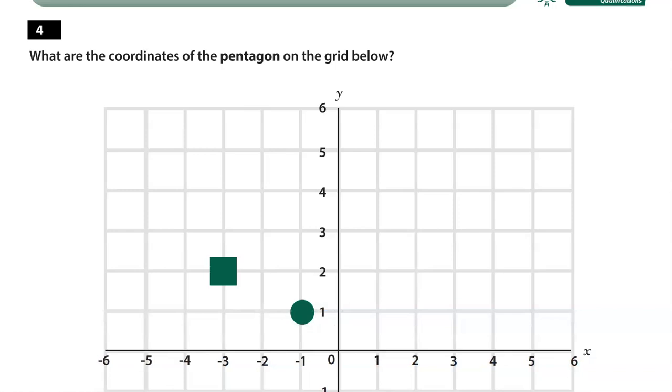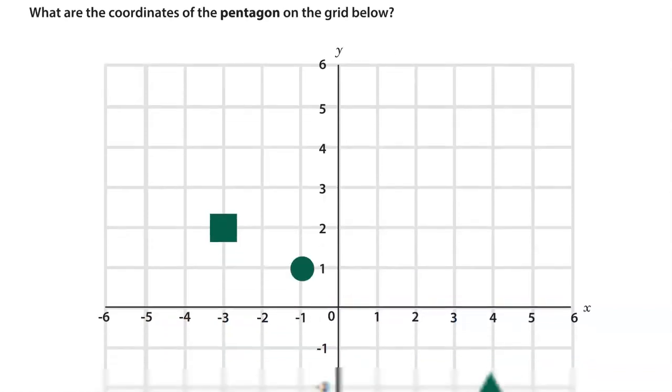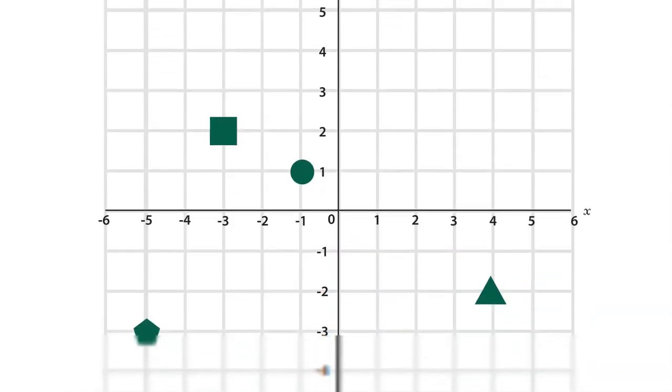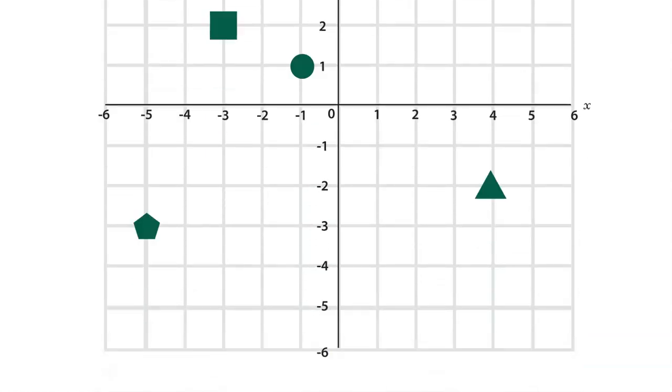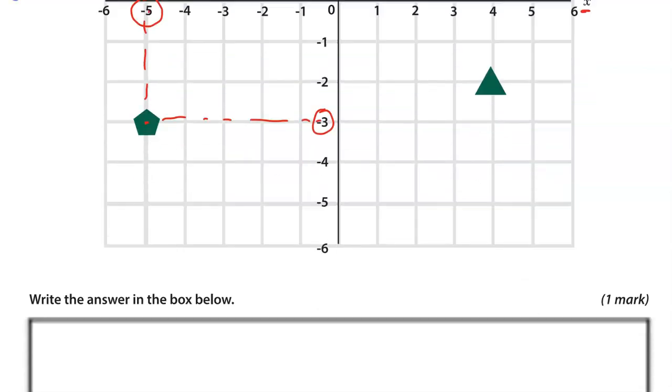What are the coordinates of the pentagon on the grid below? So pentagon has 5 sides. What are the coordinates? So looking at the x-coordinate first, that is -5, and then the y-coordinate -3.